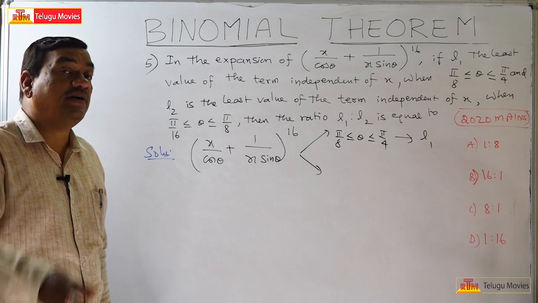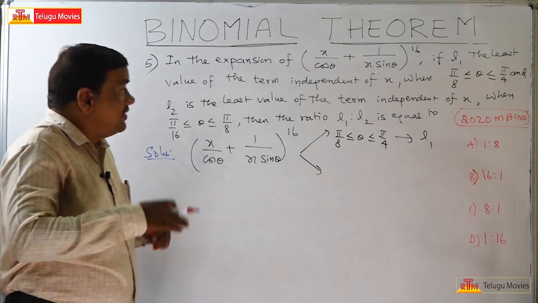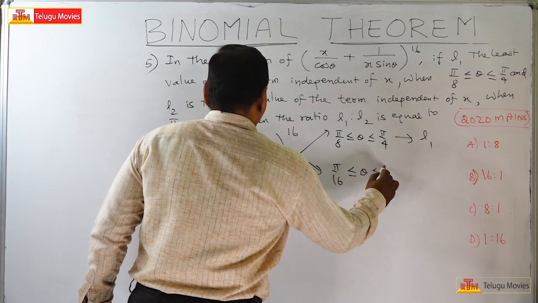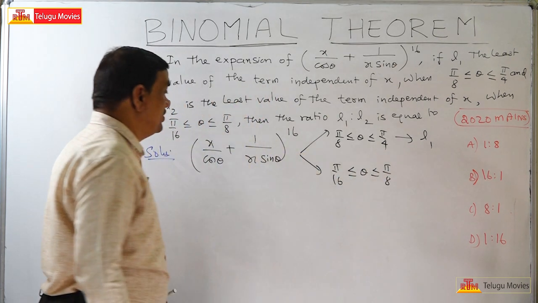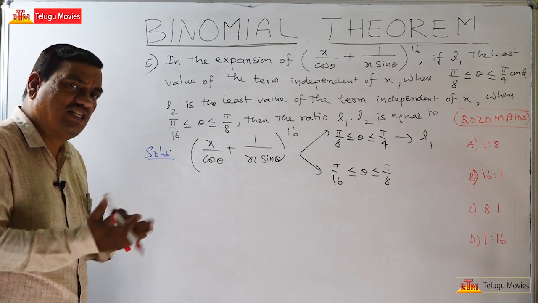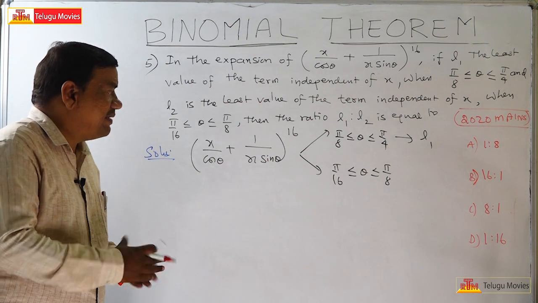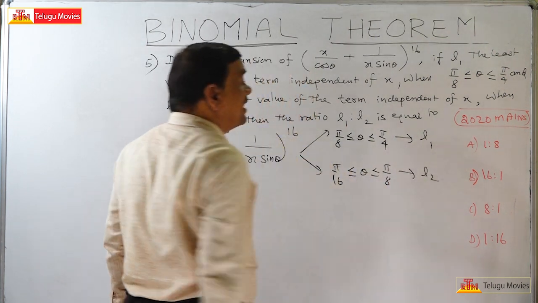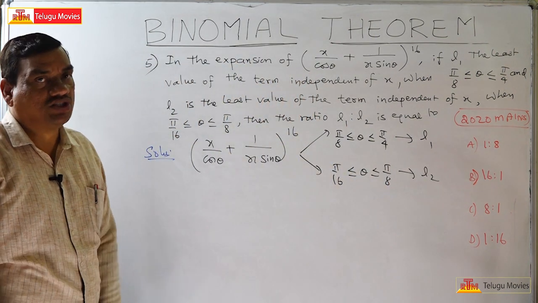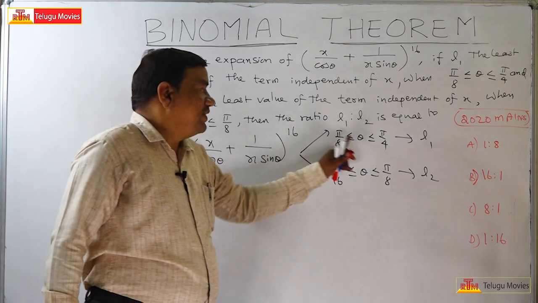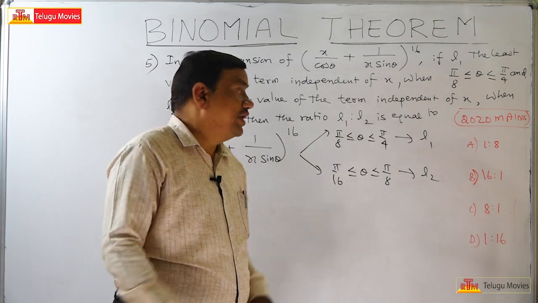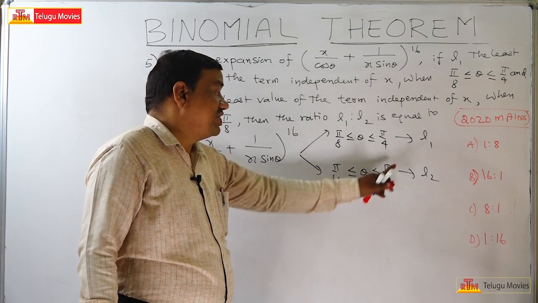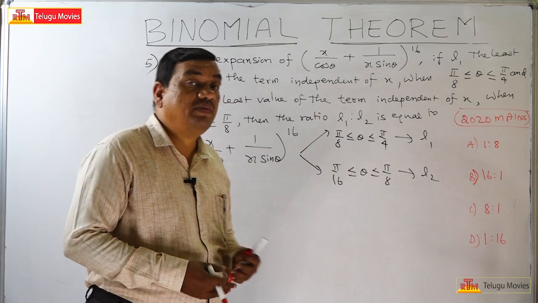L1 is the term independent of x, the independent term. If theta lies between pi by 16 and pi by 8, then L2 will be the term independent of x, the constant term. So if theta lies between pi by 8 and pi by 4, of course including, then L1 is the constant term. If theta lies between pi by 16 and pi by 8, then L2 will be the constant term.